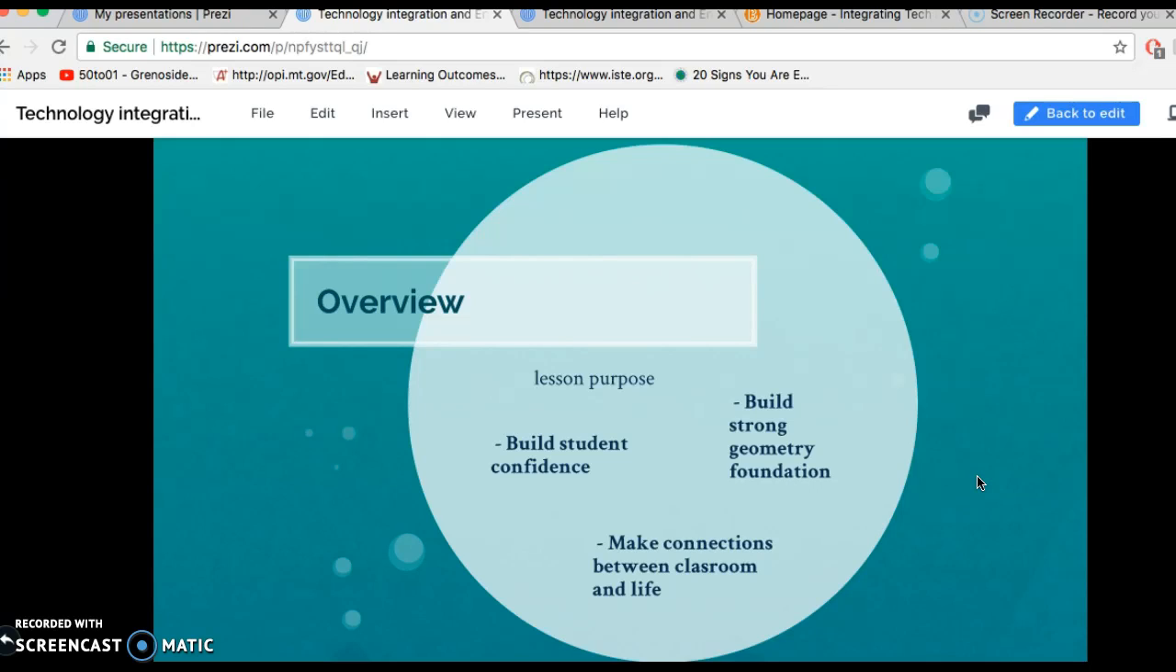Finally, this lesson is designed to build a strong geometry foundation. In my lesson plan, I discussed the lack of a strong geometry foundation in America, and I hope that this lesson plan will be a step towards changing that.